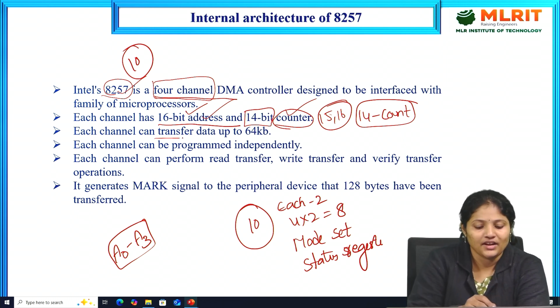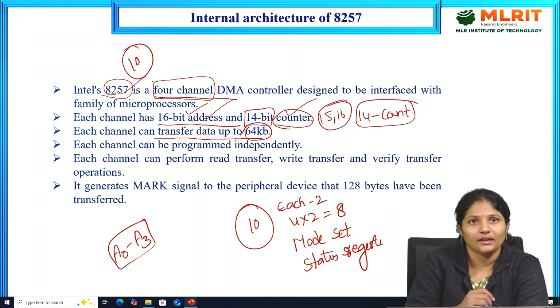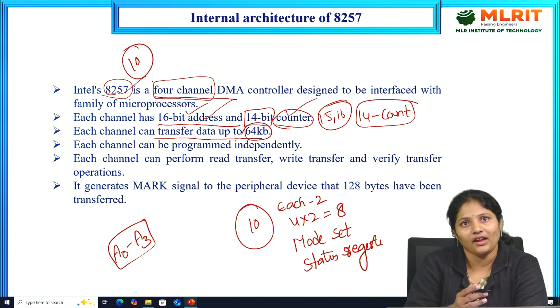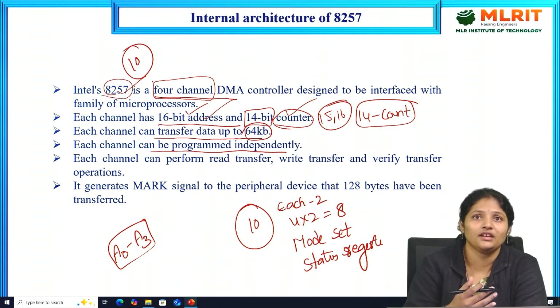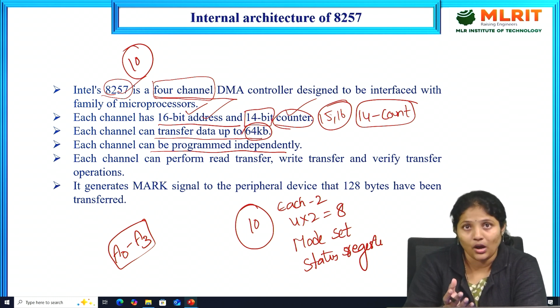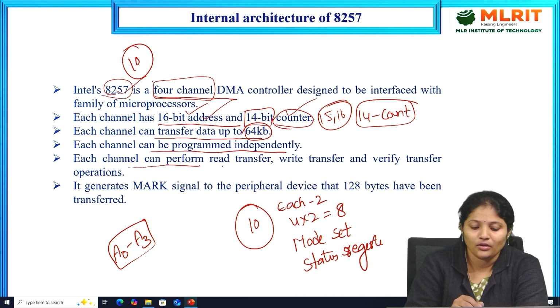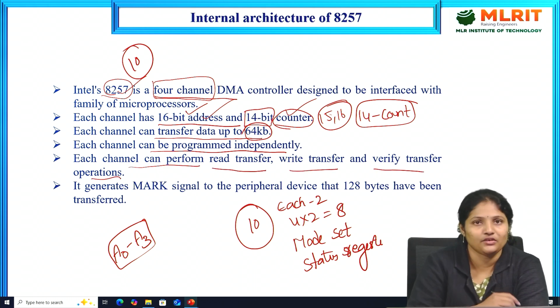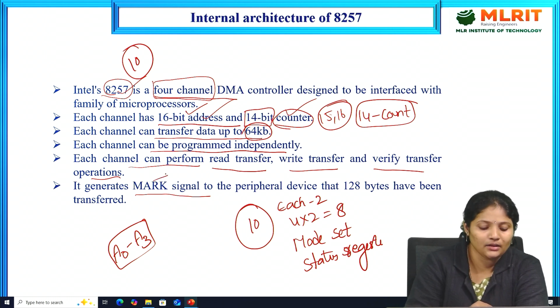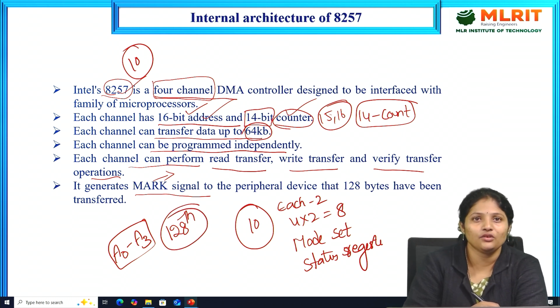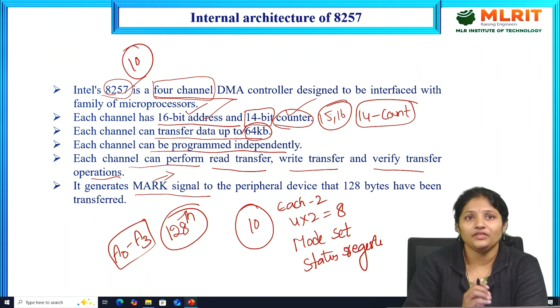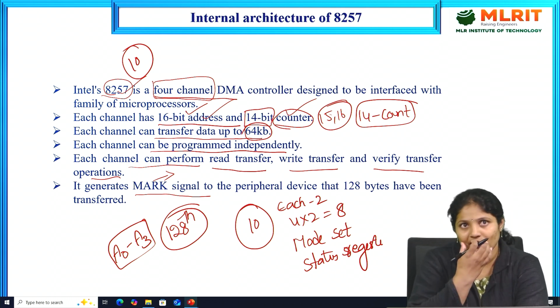Each channel can transfer up to 64 kilobytes of data, so each channel can address 64 KB of memory, either read or write. Each channel can be programmed independently, so you can independently program the address and the count register in each channel. Each channel can perform read transfer, write transfer and verify transfer operations. It also generates a mark signal. What does the mark signal mean? At every 128th byte of data transfer, there will be a mark signal. Once the mark signal goes high, we know that the 128th memory byte is transferring data. So this is all about the introduction of the 8257.